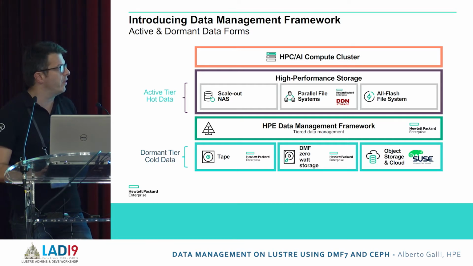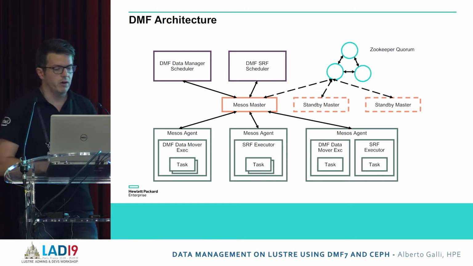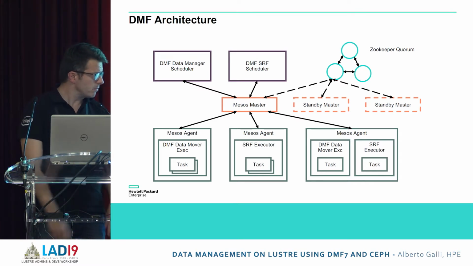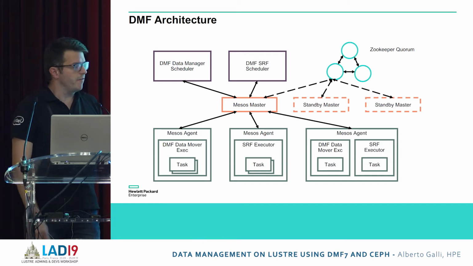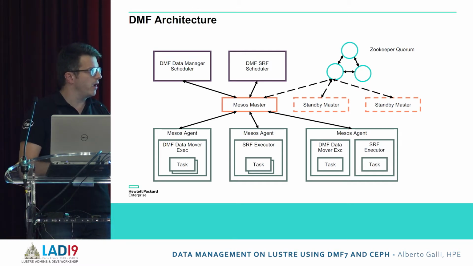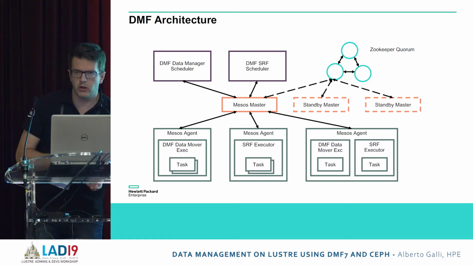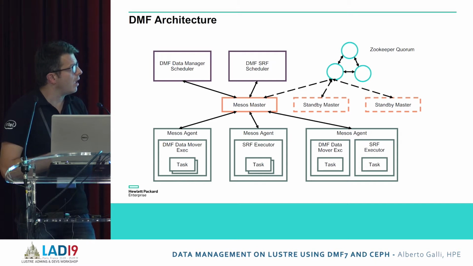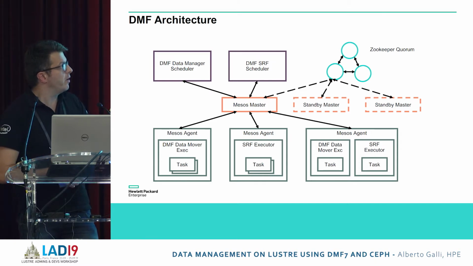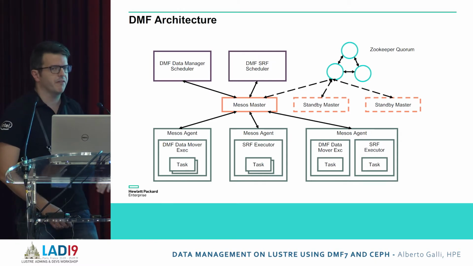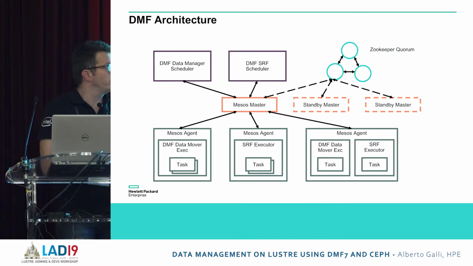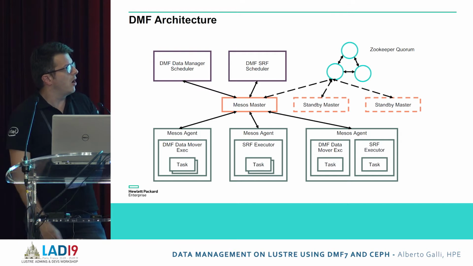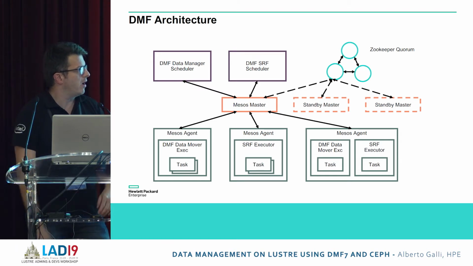But anyway, DMF allows you to do everything around that. So a little bit of architecture around DMF. I'm sure most of you know that already. DMF version 7 has been designed using big data technologies, okay? So we're using containers, the framework we're using is Mesos, we're using Kafka for getting logs, we're using NATS to share messages between the entities, we're using Zookeeper to configure everything.